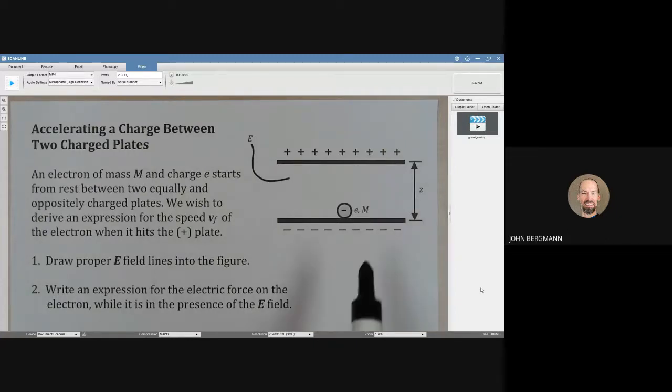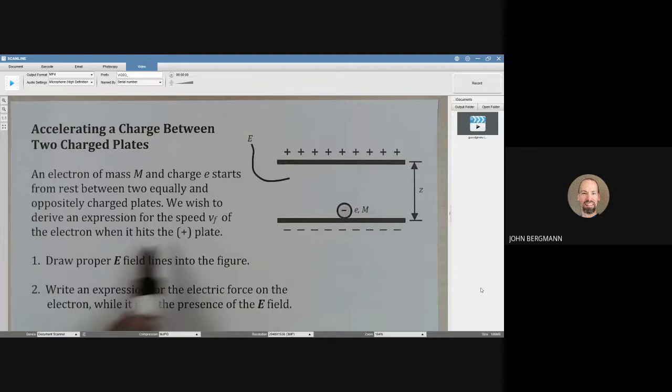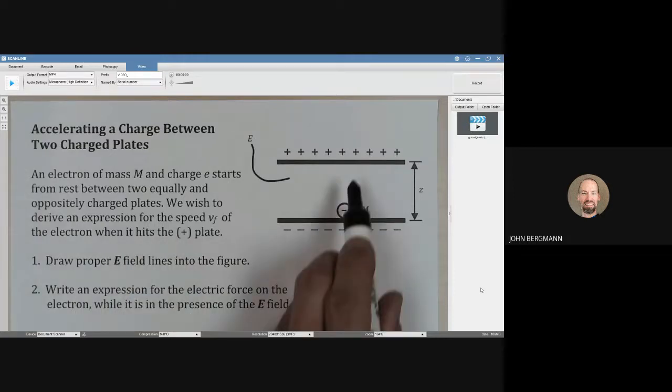And we have an electron here whose charge is given as little e and whose mass is given as capital M. And it says here that we wish to derive an expression for the speed, v final, of the electron when it hits the positive plate. It's going to start down here at rest, and we want to know with what speed it hits.